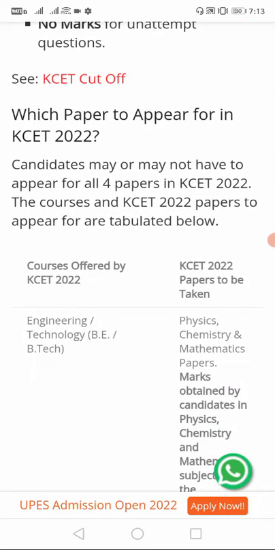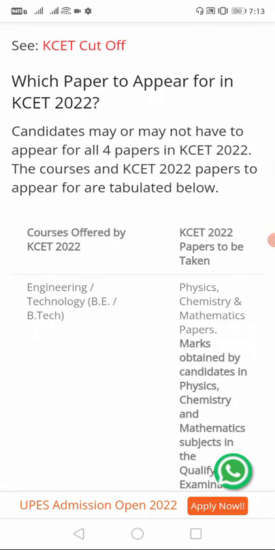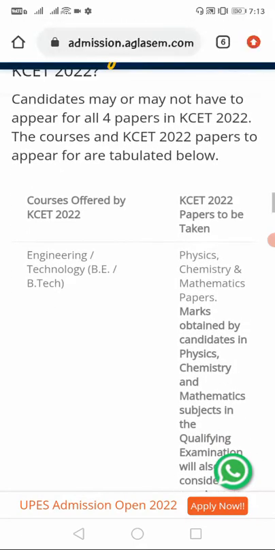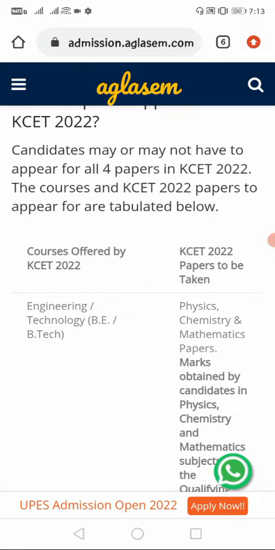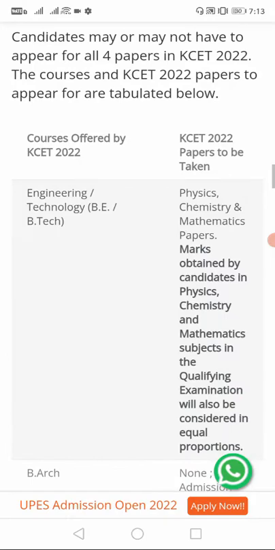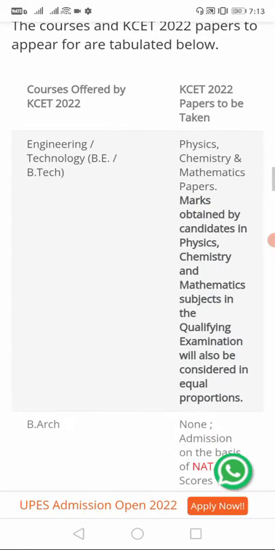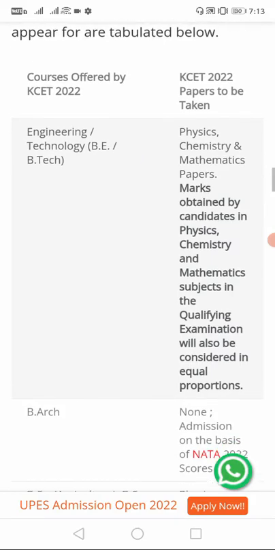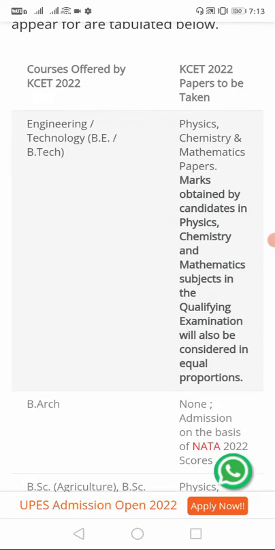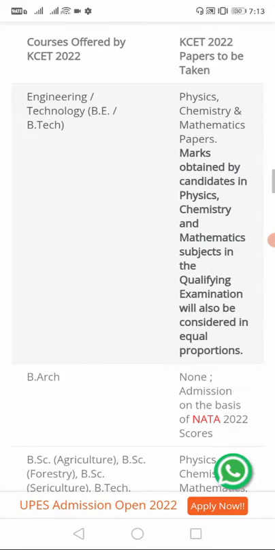Which paper to appear for in KCET? The courses offered: engineering. Here candidates may or may not have to appear for all 4 papers. The courses and KCET 2022 papers to appear for are tabulated below. Look here: engineering and technology, BE, BTech. If you want to join these professional degree courses, you should write physics, chemistry and mathematics papers, compulsory PCM. For this, biology is not required for engineering. You can skip biology to join engineering, or if you want to write it, you can.